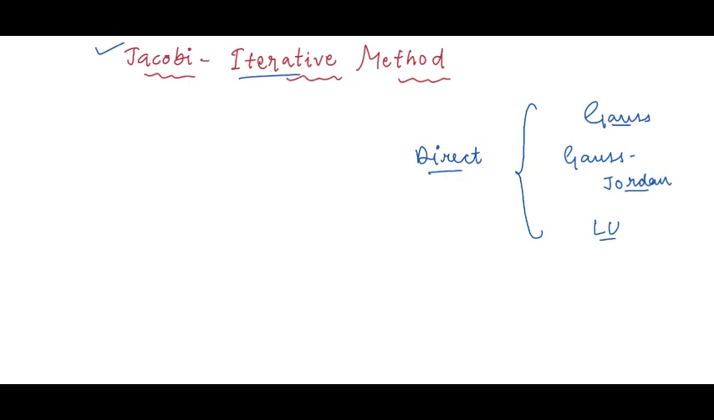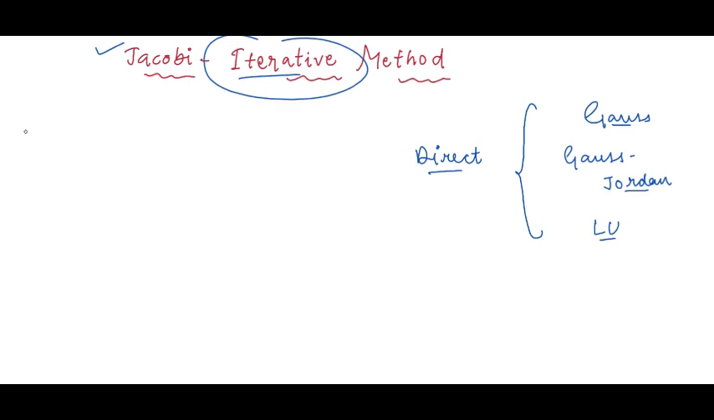An iterative method doesn't compute the exact solution immediately. Instead, it starts with an initial guess and repeatedly improves it. Each new approximation is closer to the true value than the previous one. And this process continues until the desired accuracy is achieved.